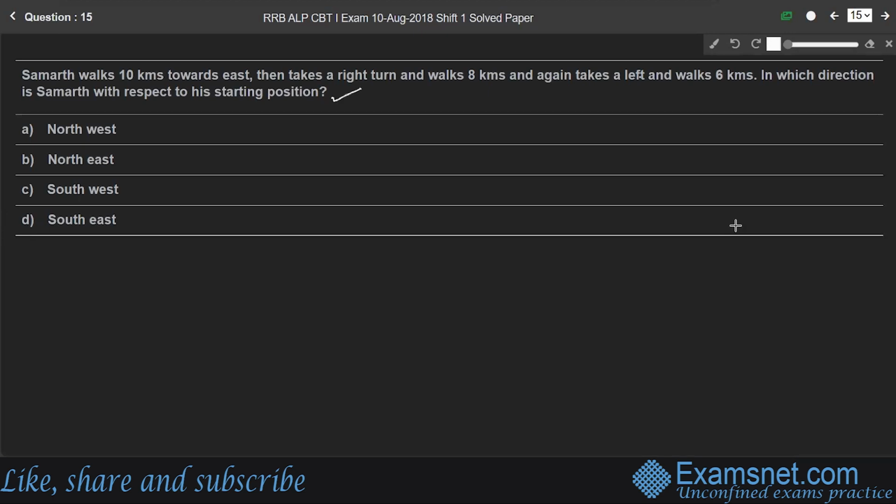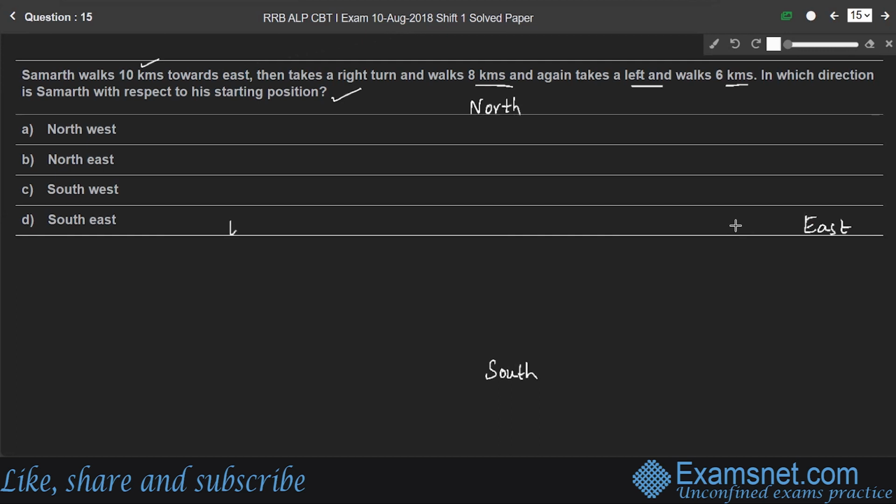Question number 15. Samarth walks 10 kilometers towards east, then takes a right turn and walks 8 kilometers, and again takes left and walks 6 kilometers. In which direction is Samarth with respect to his starting point? So we'll consider the directions first. North, south, east and west.